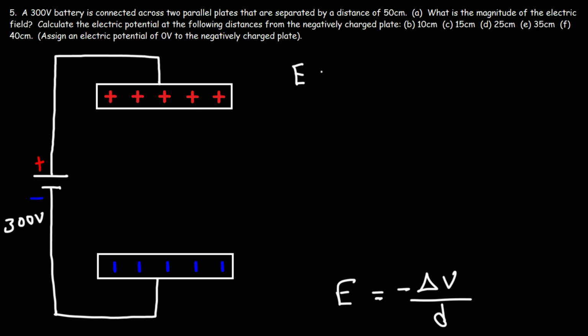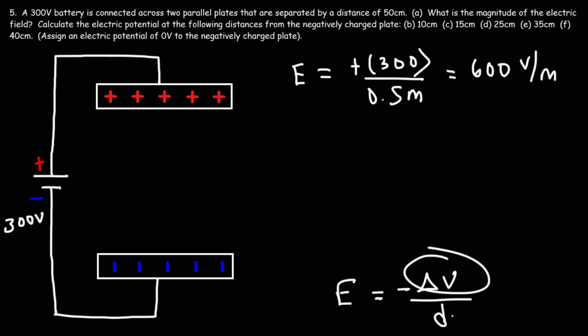So the electric field is going to be the voltage, which is 300, divided by the distance. The distance is 50 centimeters. To convert centimeters to meters, divide by 100. So that's going to be 0.5 meters. 300 divided by 0.5 is 600. So we're looking for the magnitude of the electric field. Therefore, we can ignore the negative sign. So we can say that the electric field has a magnitude of 600 volts per meter. V is in volts, D is in meters.